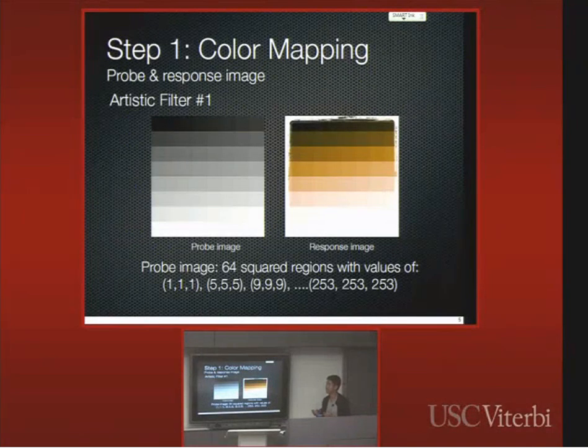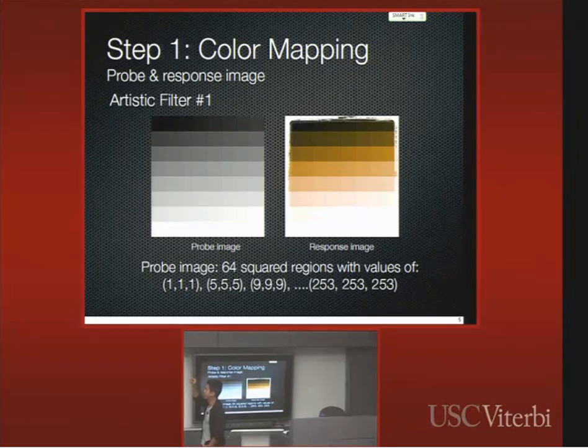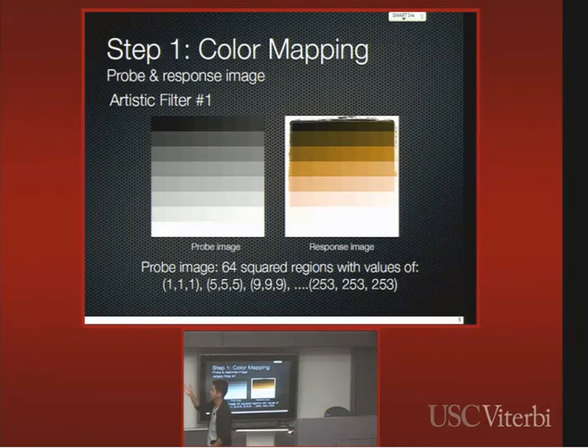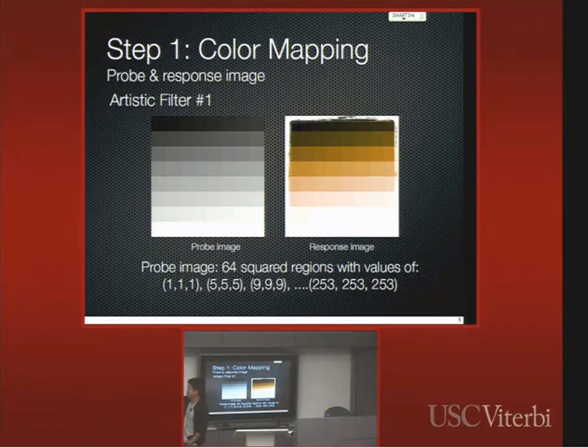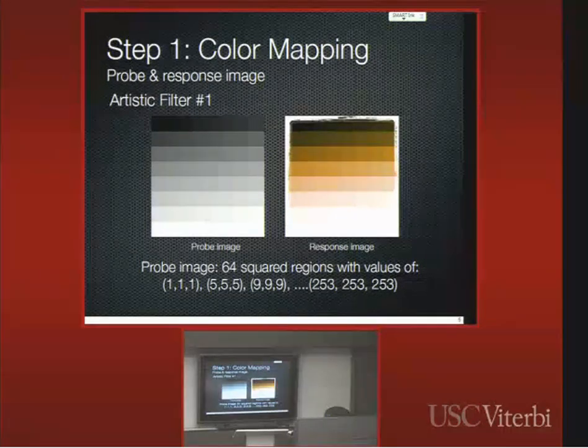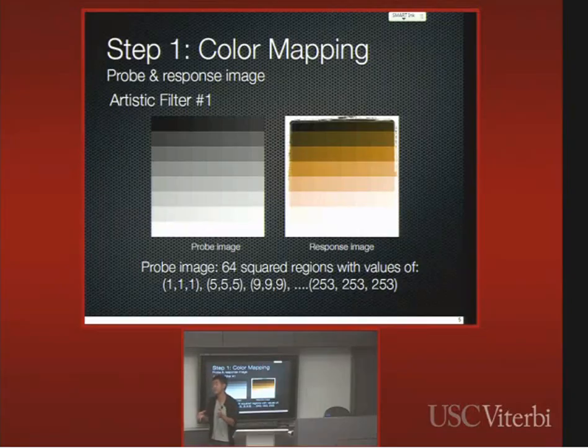And the magic trick we do here is that we want to figure out how the mapping is done. So we use a probe image, which contains 64 square regions with values of 111, 555, 999, all the way until 253. We process this probe image using the iPhone, using the Instagram app, and come up with the response image. So now, since we know the probe and we know the response, the rest of the work is that if this one mapped to this one, then what is the corresponding value in the transformation map?